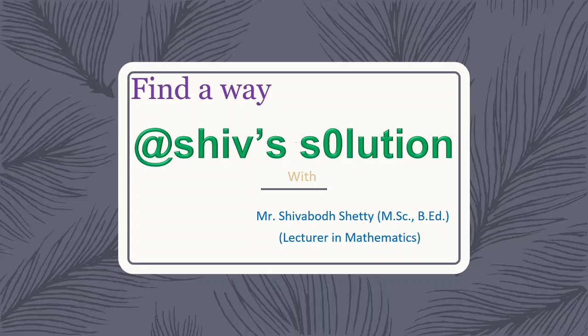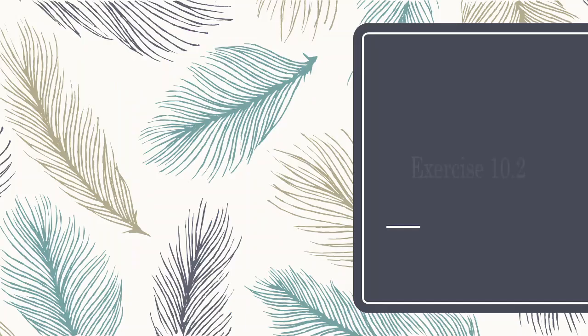Well dear students, let us continue Exercise 10.2. Up to problem 6 we have completed in the last video, so let us continue with the further problems. The 7th problem is like this: Find the unit vector in the direction of the vector a = i cap + j cap + 2k cap.